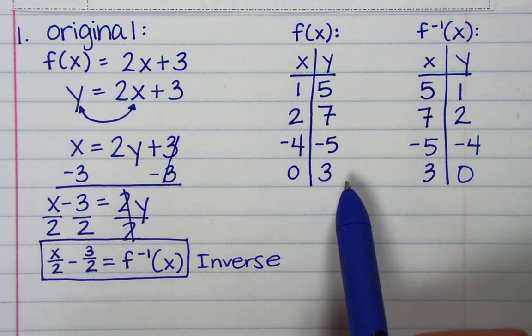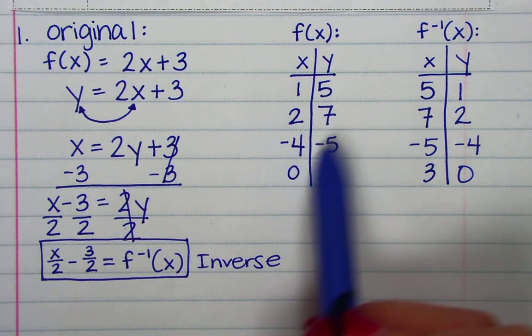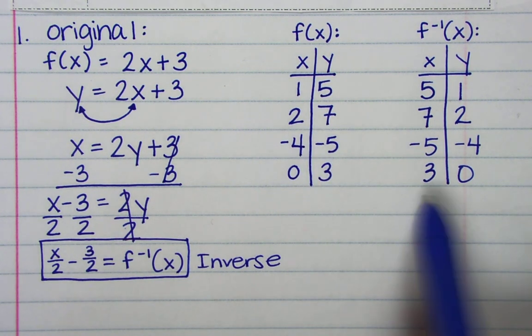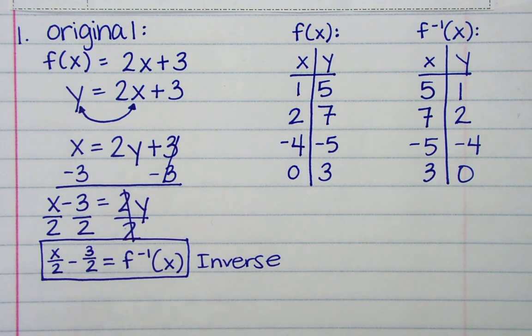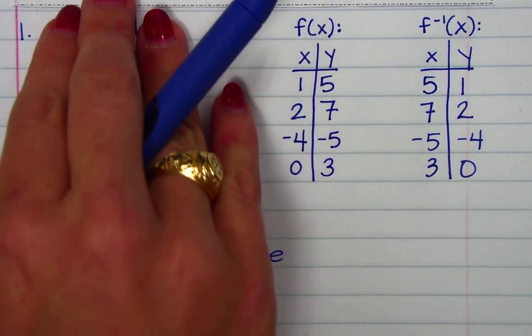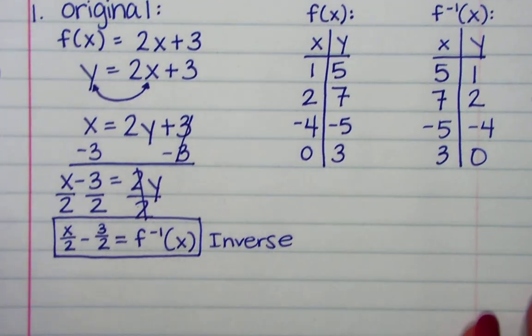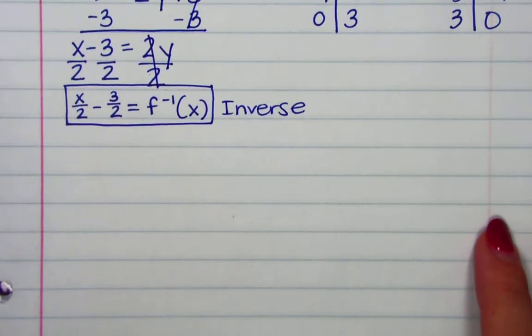So that's another way to check them. If they say, are these inverse, you could put them both into y equals, check and see if the tables are flipped. If they are, yes, they're inverse. If they're not, then no. Okay, so function, table.